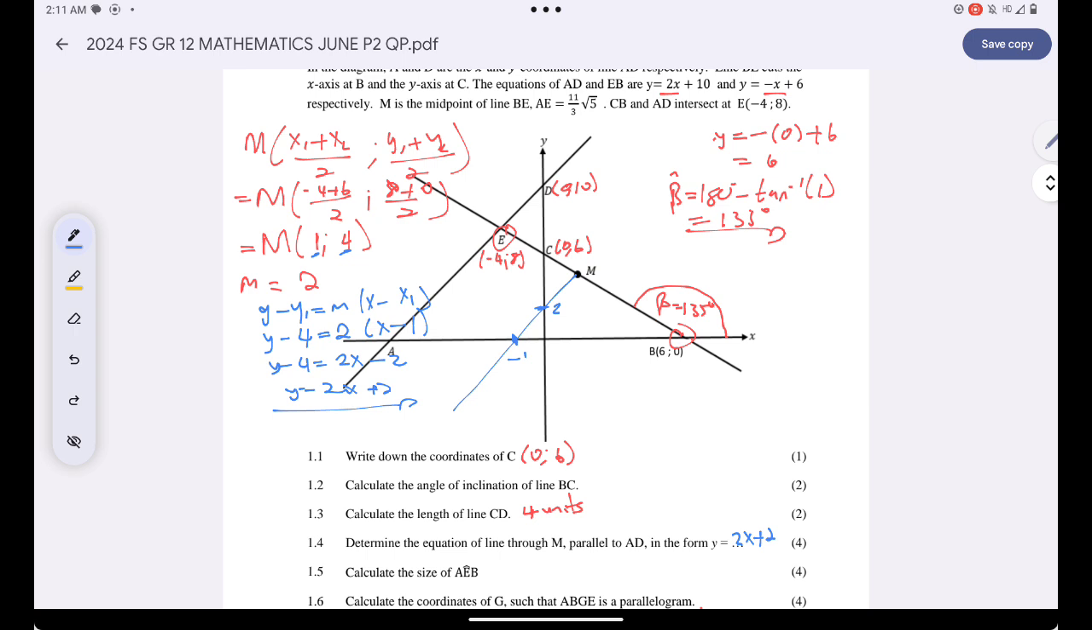Okay, now they want us to calculate the size of angle AEB. May I please erase everything there, guys, for us to work in a neat place.